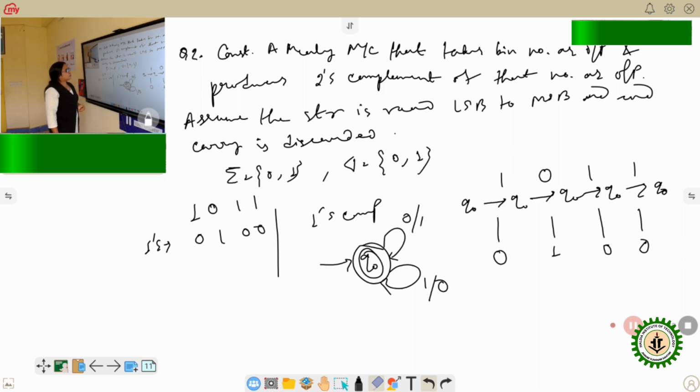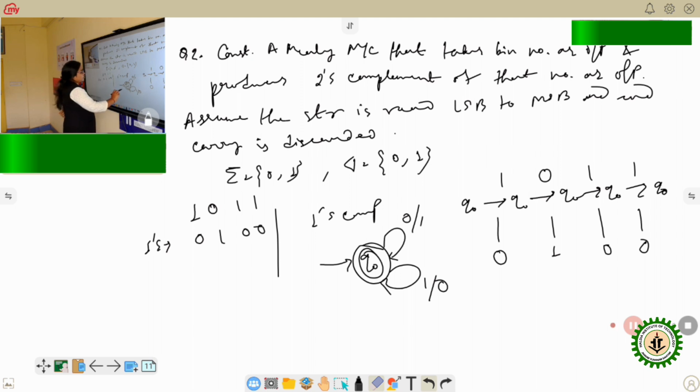So before directly going to this problem, first of all we have to know how we can calculate one's complement and two's complement. First we will solve this problem for one's complement, then we will solve it for two's complement. Okay, so if we take this string 1010, first find out the one's complement. 1 will be converted to 0, 0 will be converted to 1. This is the one's complement number. Okay, first draw the diagram for it.